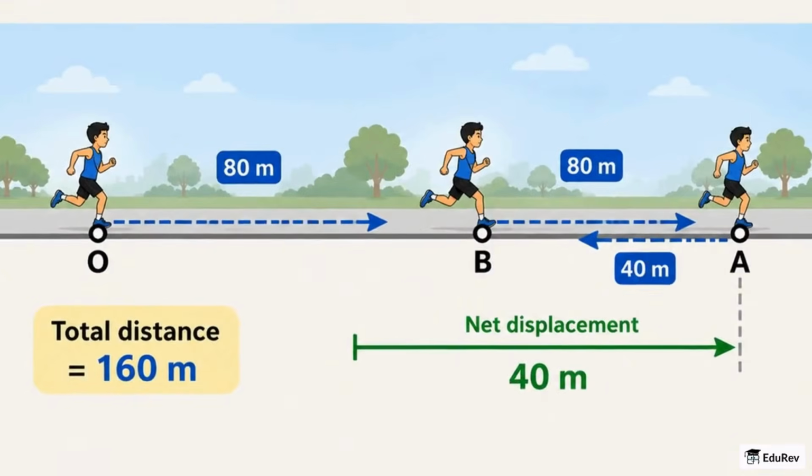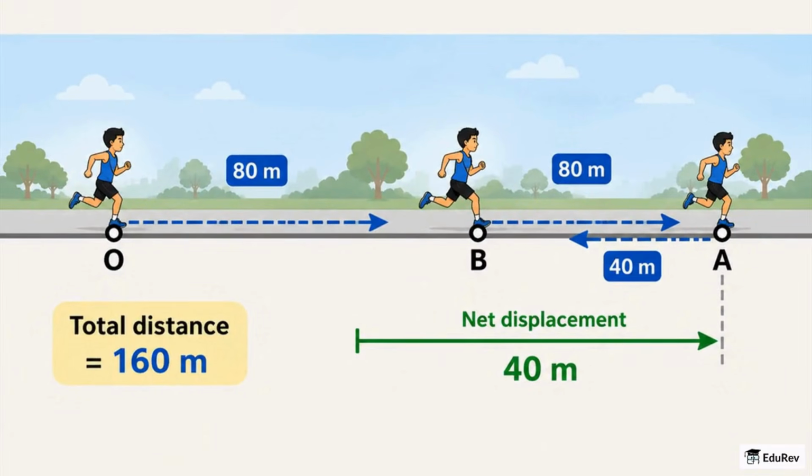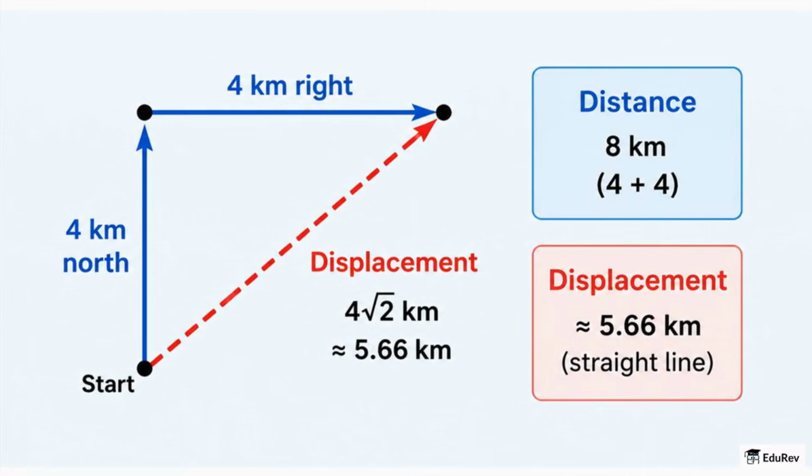Look at an athlete example. He runs from O to B, then to A, and back partway to B. Total distance was 160 meters, while net displacement from start was 40 meters in the positive direction. Another example. Someone goes 4 kilometers north and then 4 kilometers to the right. Total distance is 8 kilometers, while displacement is the straight line 4 root 2 kilometers, about 5.66 kilometers.